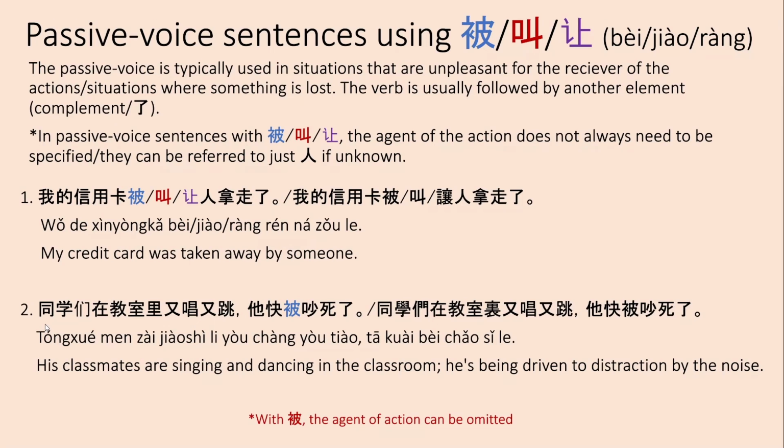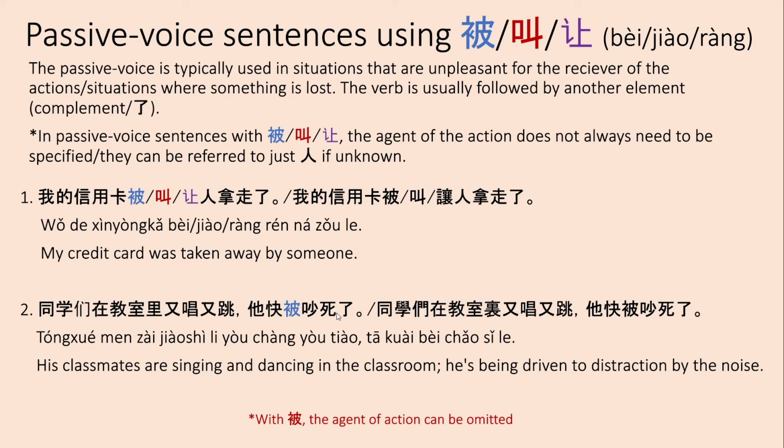For example 2, 同学们在教室里又唱又跳，他快被吵死了. His classmates are singing and dancing in the classroom. He's being driven to distraction by the noise. We can note that with just 被, the agent of action can be omitted, and that is what we have in example 2. In example 1, we have 被叫 and 让, so we have an agent of action, which is 人.